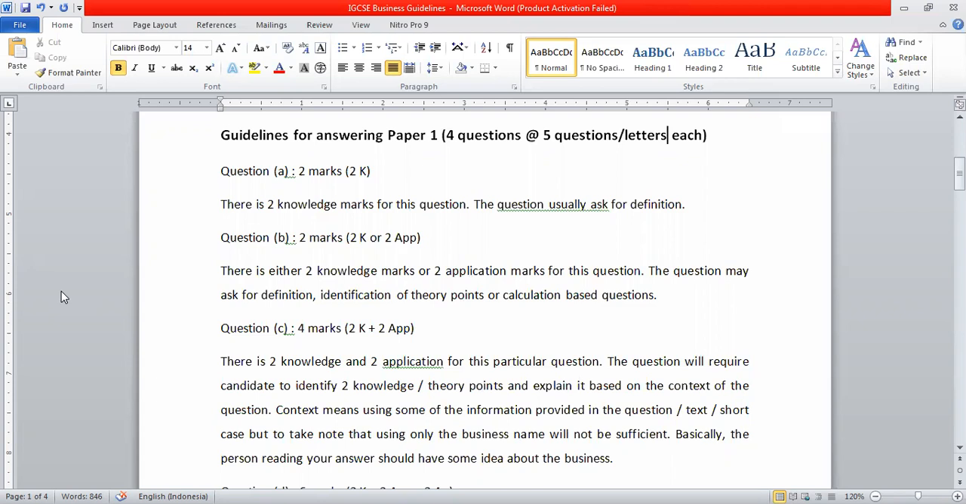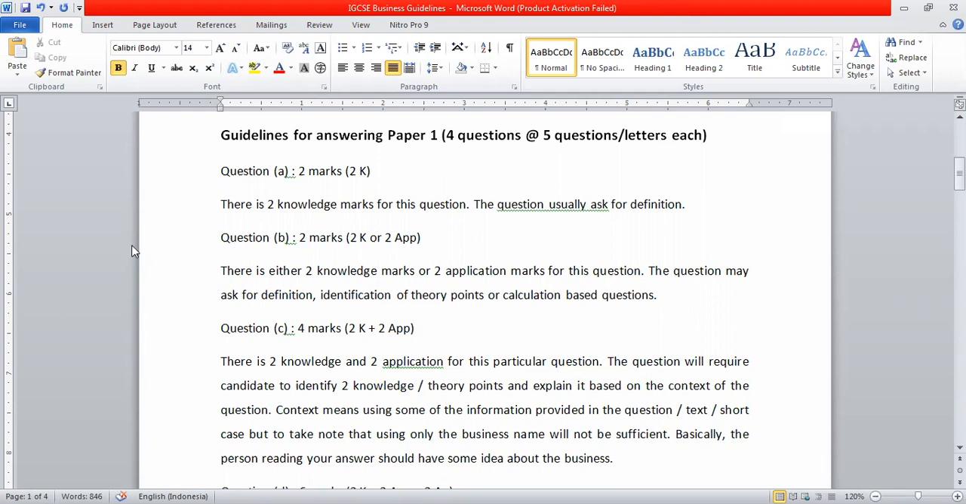D and E. Now to start with, question A is worth 2 marks. It consists of 2K, meaning 2 knowledge. So there are 2 knowledge marks for this question. And this question usually asks for a definition. Define motivation, define leadership, define business, define needs, define wants, define scarcity, from what we learned in the previous sessions. Okay, that is question A.